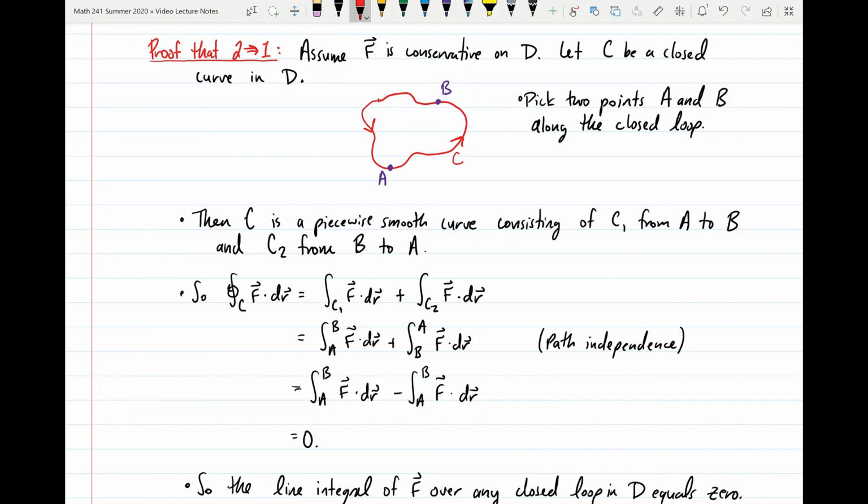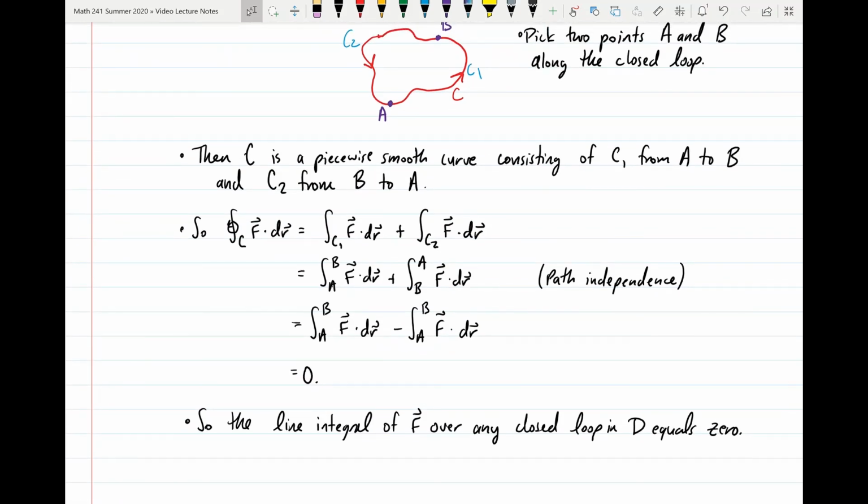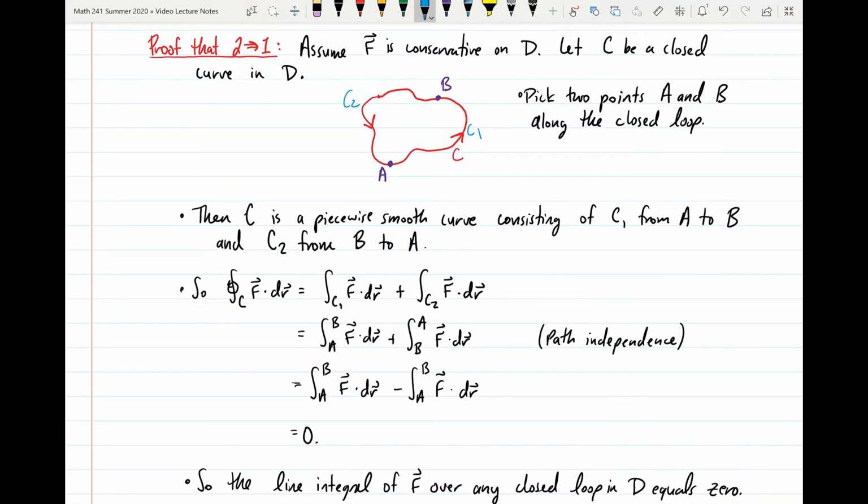Then C, this curve in red, is a piecewise smooth curve consisting of C1, which is a curve from A to B, so maybe I should write that as well. So let's call this C1 going from A to B, and then we have a second curve going from B to A, which we will call C2. So the integral over this closed loop C is equal to the integral of f over C sub 1 plus the integral of f over C sub 2. And again, this is just the additivity of the line integral from section 16.2.